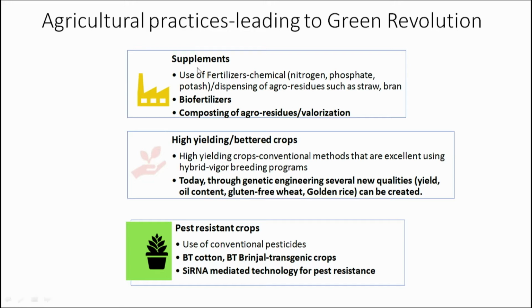And this is the point mentioned in the first point: the chemical fertilizers which have been supplied till now, the objective of which is to supply nitrogen, phosphate, potash into the soil. These can be replaced by now supplying what is called biofertilizer. So, this is where we are going to learn what biofertilizers are about. And the second point that you look at here is dispensing of agro residues such as straw and bran.